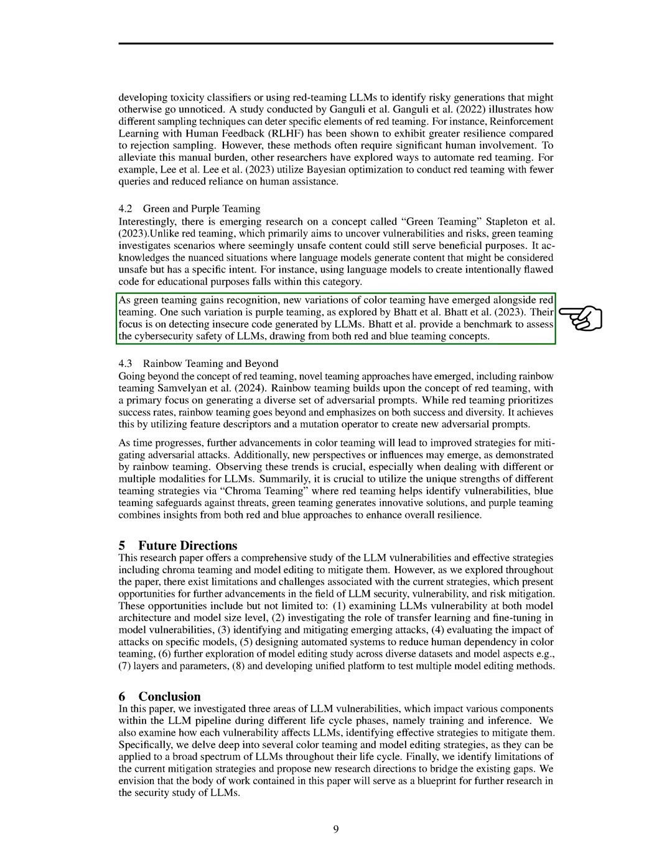As green teaming gains traction, new variations of color teaming have developed alongside red teaming. One such variation is purple teaming, as discussed by Bott and colleagues, who focus on detecting insecure code generated by LLMs. They provide a benchmark to evaluate the cybersecurity safety of LLMs, drawing from both red and blue teaming concepts.